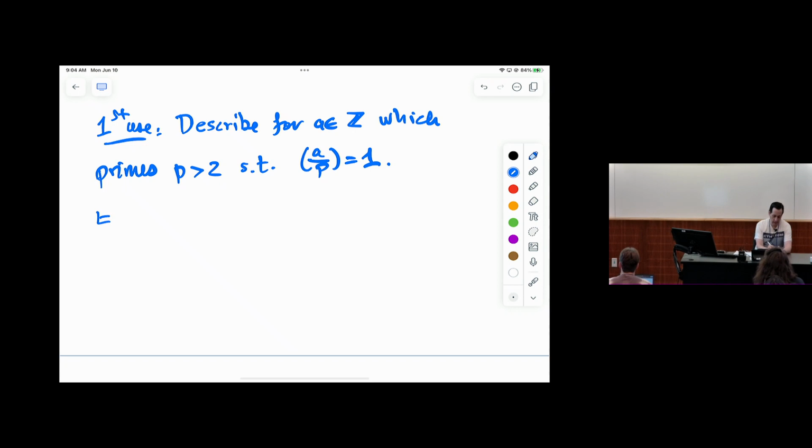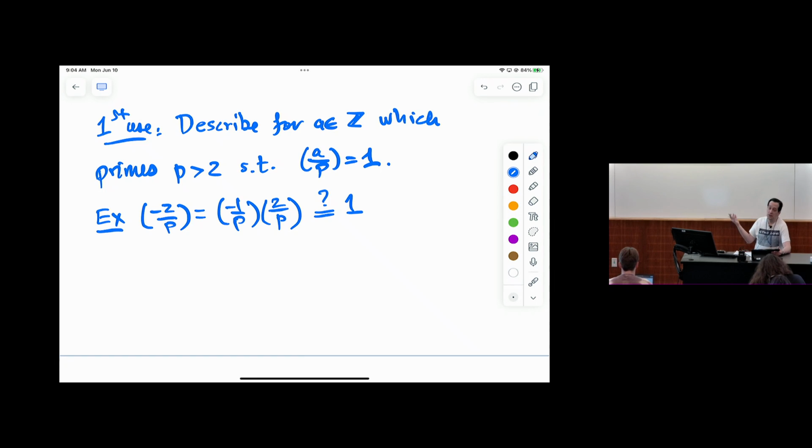As an example, if we wanted to know for which primes -2 is a square mod p, we can break this up into a product. Since the Legendre symbol is multiplicative, we can ask when this is equal to 1. Since we have only two terms, the only way this is 1 is when they're both 1 or they're both -1. And so we can just set those two conditions next to each other. They're both 1, or they're both -1.